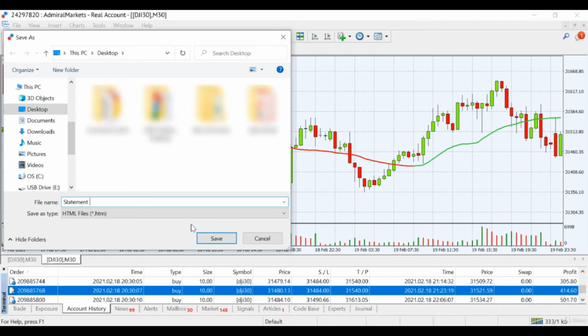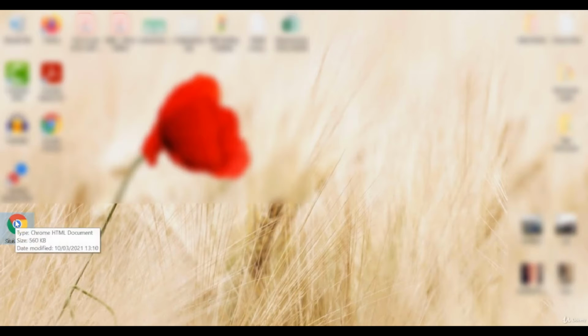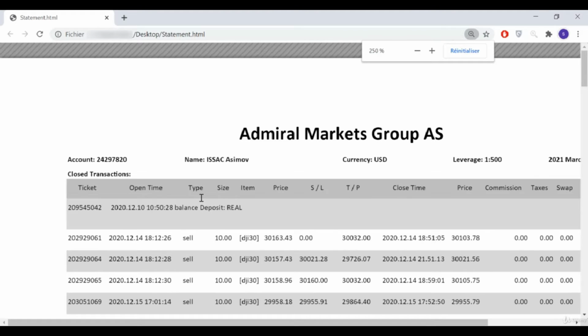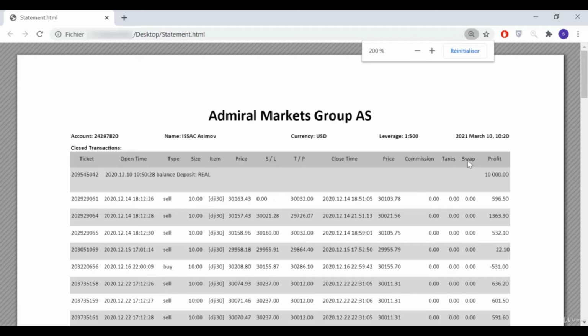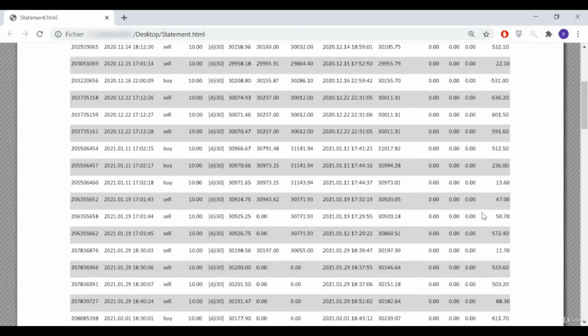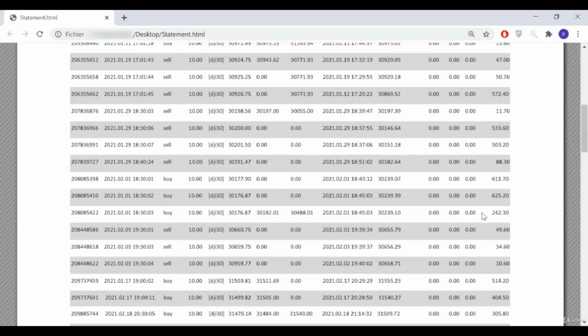Save as a report. Statement. And save. Here we have the result. As you can see, we have as initial deposit $10,000, and we start trading using a low frequency trading tactic since 14 December 2020. And here we have the result of these trades one by one.